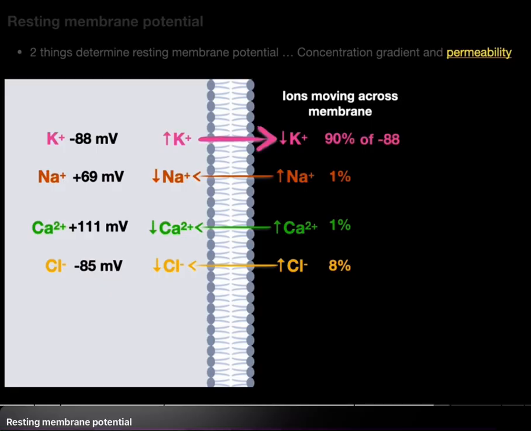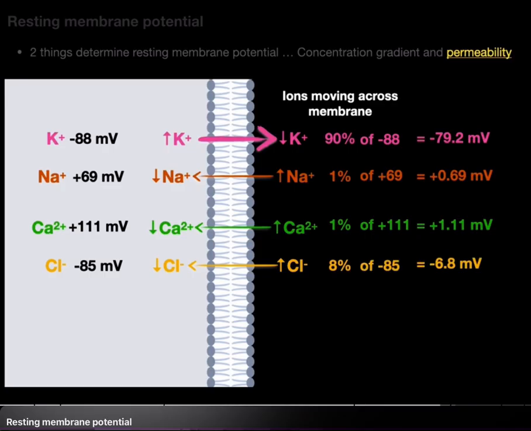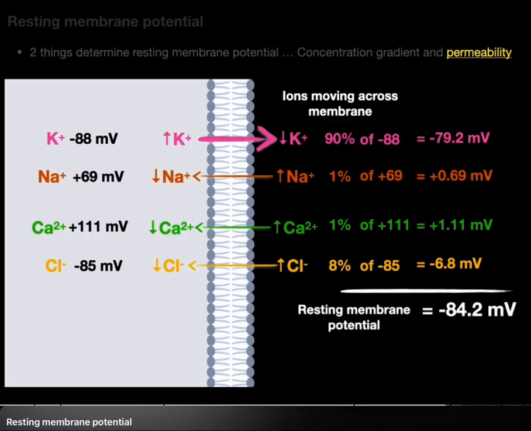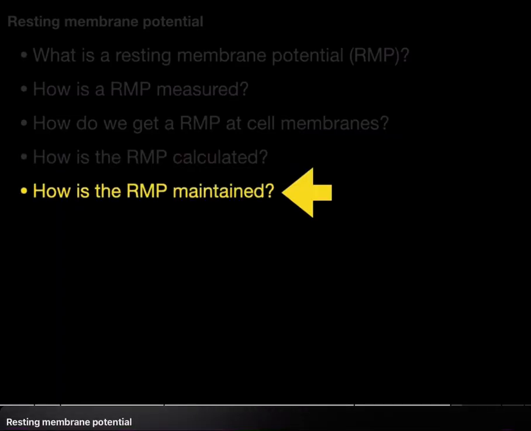And so we take 90% of negative 88, that gives us negative 79 millivolts, and 1% of 69 is 6.9, and of 111 is 1.11, and 8% of 85 is negative 0.68. We now add those up because it's the concentration gradient and the permeability, and that gives us a resting membrane potential of negative 84 millivolts. You're like, but wait, that's not exactly what we talked about before. Hold that thought. Because now, how do we maintain this resting membrane potential?